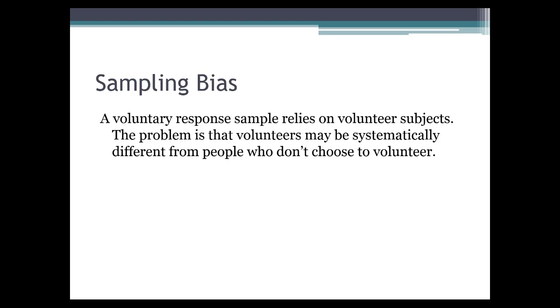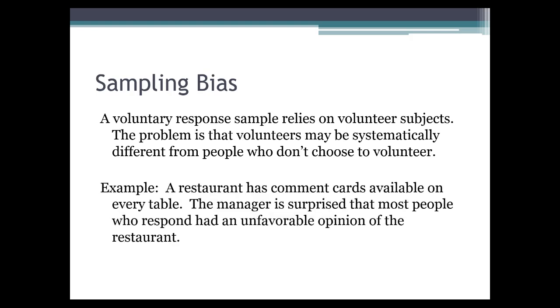Let's talk about voluntary response bias. Voluntary response is not when you sample people but they opt out, but with a voluntary response sample, people opt in. So here's an example. If you work at a restaurant and they have comment cards available on the table, the people who fill out that card, those are a voluntary response sample.